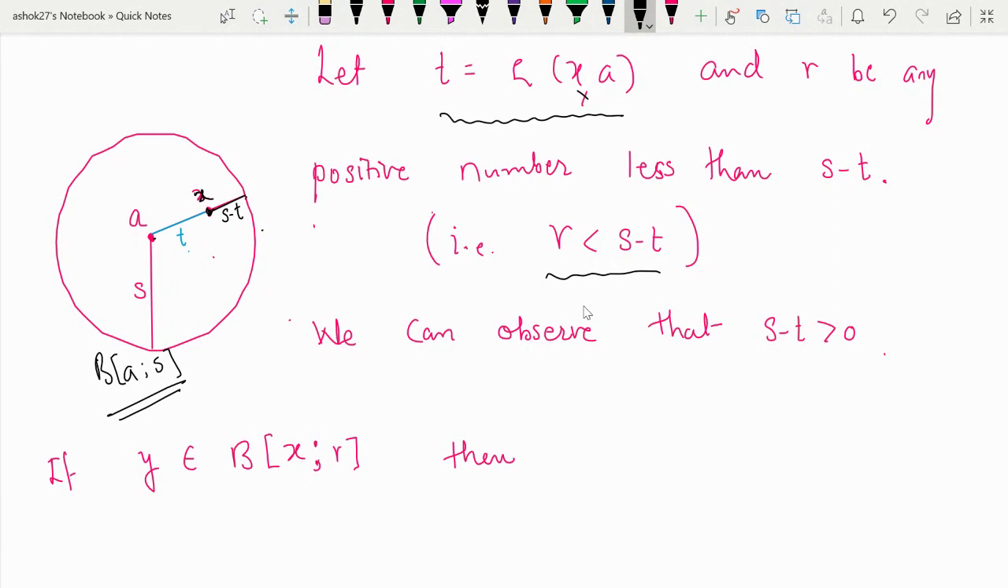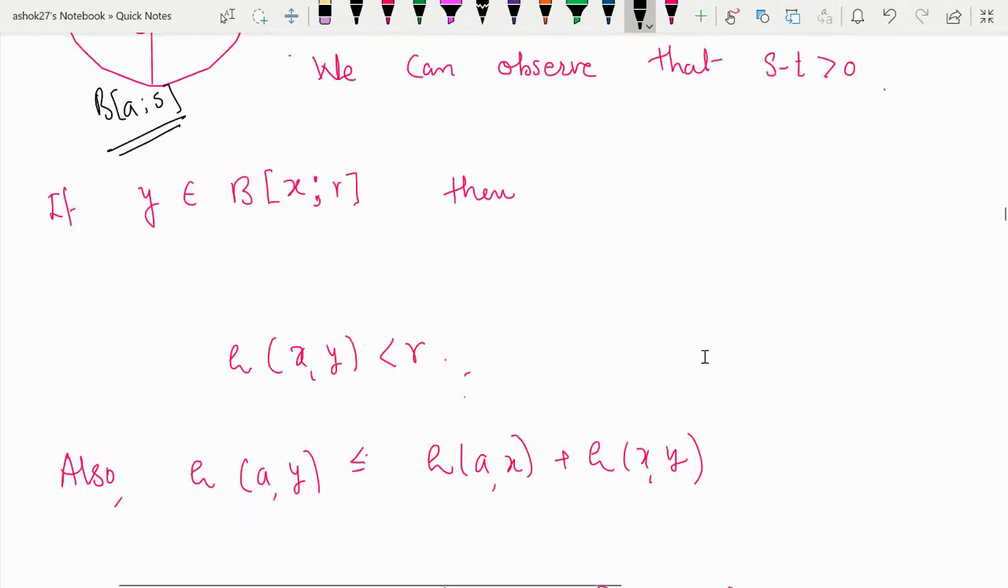So if y is any point of the open ball about x with radius r, how am I picking r? r is less than s minus t. By taking this radius r, I'm drawing the open ball about x with radius r. This open ball may be like this. I'm taking radius r and center x. If y is any element of this open ball about x with radius r, then the distance between x and y should be less than r. So naturally rho(x,y) should be strictly less than r.